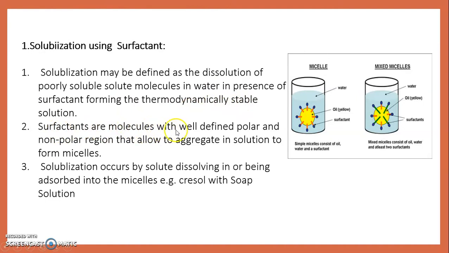Surfactants are molecules with well-defined polar and non-polar regions that allow them to aggregate in solution and form micelles. Solubilization occurs by the solute dissolving in or being absorbed into the micelles, for example, cresol with soap solution. This is an example of that. Then the next method is cosolvency.